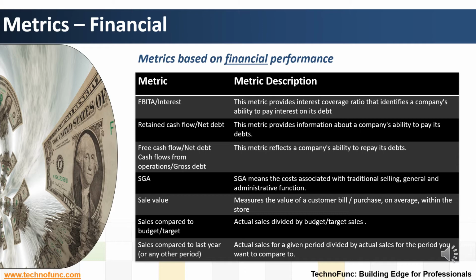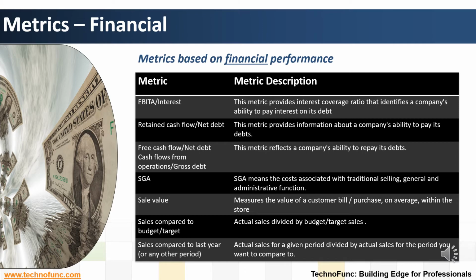Another important one is cash flows from operations divided by gross debt. Cash flow from operations, which is typically the cash flows from operating activities after working capital reported by retailers, divided by a company's gross debt. This metric provides information about a company's ability to repay debt. The fifth financial metric to consider is SG&A. SG&A means the costs associated with traditional selling, general, and administrative functions.